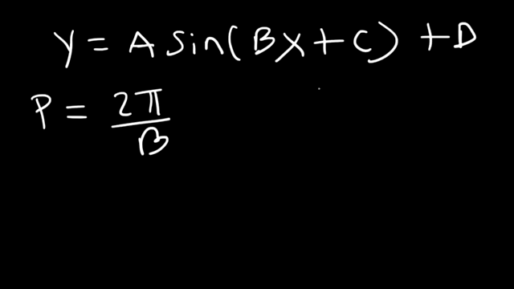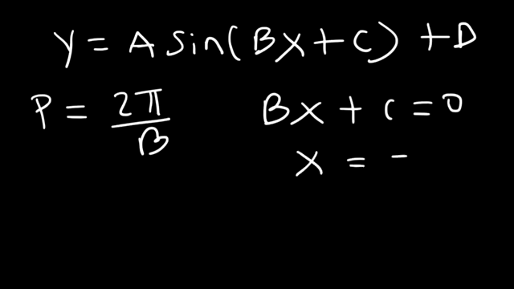To calculate the phase shift, set bx plus c equal to 0 and solve for x. So the phase shift is usually negative c over b. But we'll talk about that later in the video.